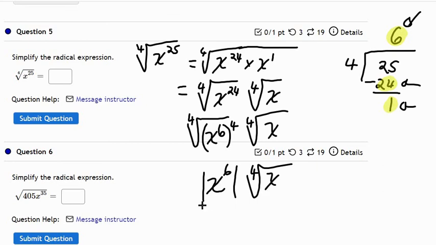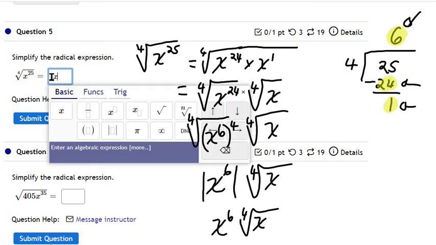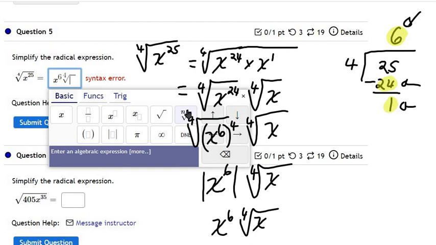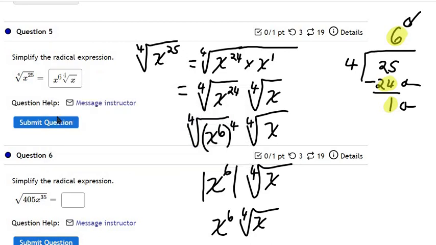Now, the fact that x to the 6 has an even power means that it's always positive, because if you raise a real number to an even power, you always get a positive answer. And the absolute value of a positive number is the number itself. So because I know x to the 6 is positive, I don't need to write it in absolute value. So my answer here is just going to be x to the power of 6 multiplied by the 4th root of x. And that should be it for 3, 4, and 5.